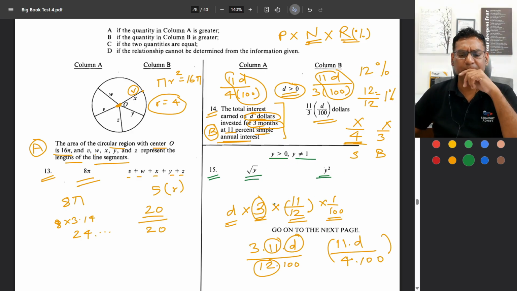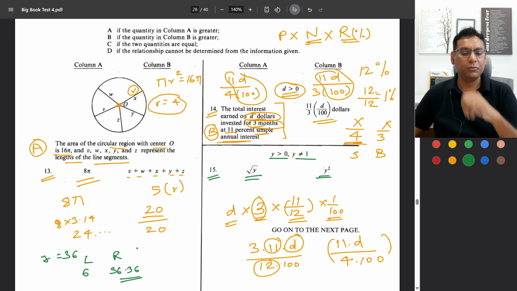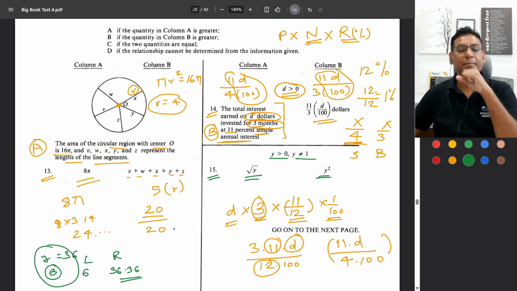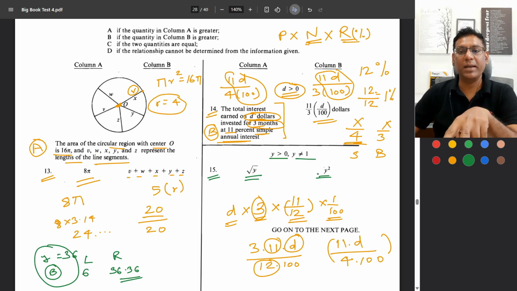Okay, let's take a simple case. Let's take y equal to 36. So root y is going to be 6 on the left hand side, and on the right hand side y square is going to be 36 into 36. So this is going to be a big number, you don't have to calculate. The answer is going to be B if I take y as 36. Let me take a smaller number, less than one, because I have roots and squares, right?